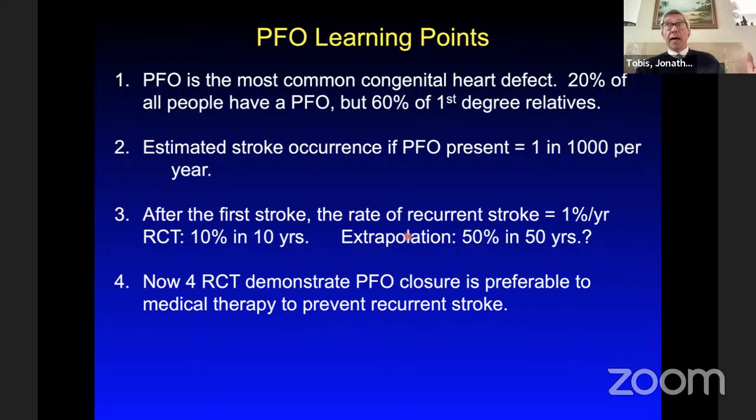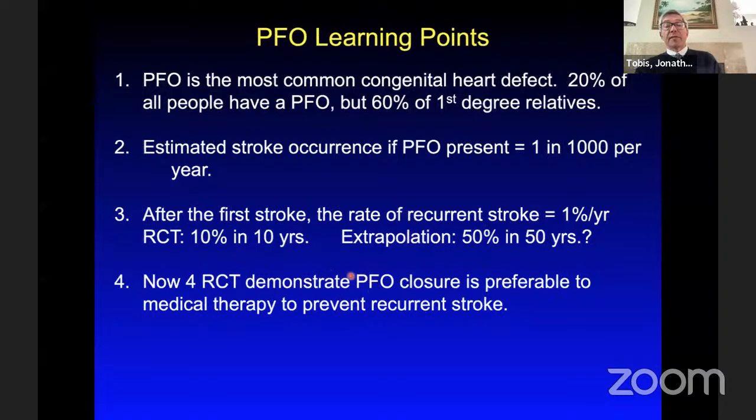And clearly, I've seen people who had a stroke 30 years ago. They didn't know what the diagnosis was. 15 years ago, they had a second stroke. Then they come in with their third stroke. Finally, an echo is done, a PFO diagnosis is made. But those other strokes were clearly paradoxical emboli as well in a patient with a PFO, even though now he comes in at age 75 with his third stroke.